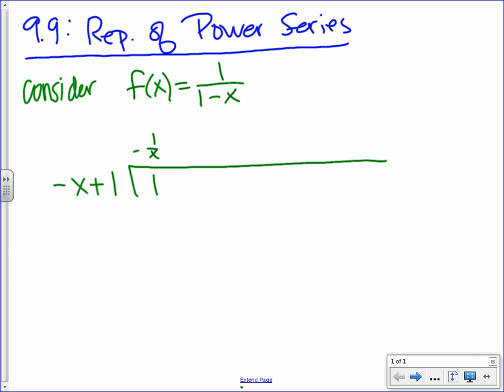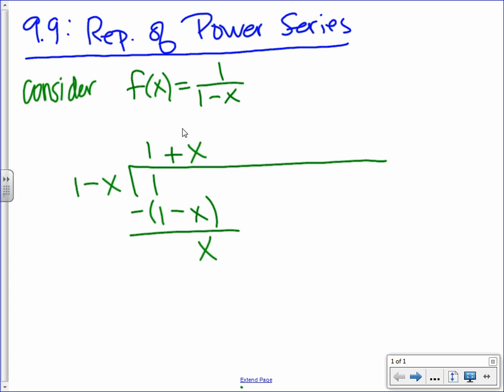Well, let's think of this. You know what? Let's do it this way. This is going to make more sense. 1 minus x. 1 goes into 1 how many times? Once. And then what do we do? We multiply and we subtract. We're left with x. 1 goes into x how many times? x times. We multiply to get x minus x squared, and then we subtract. 1 goes into x squared x squared times.